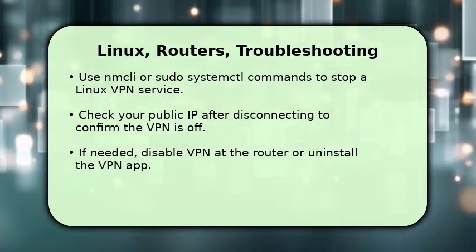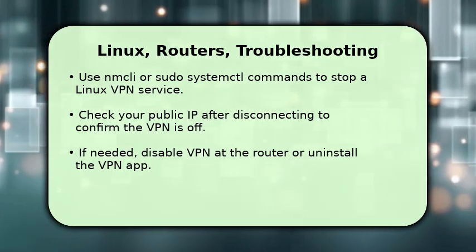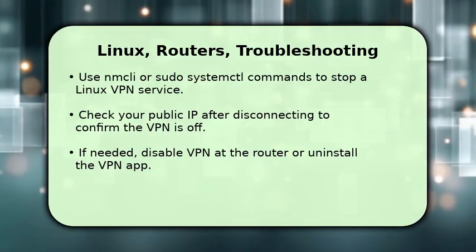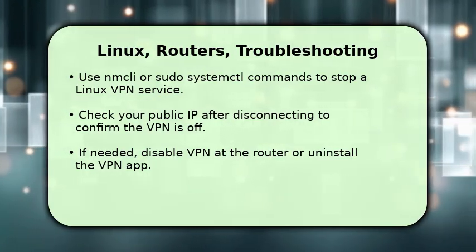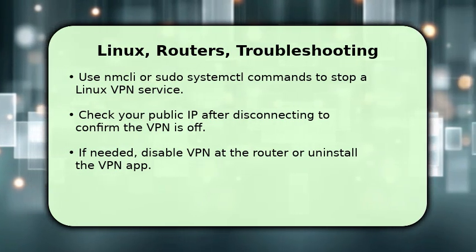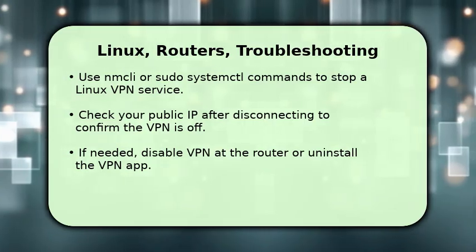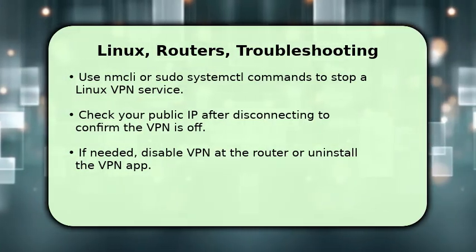After disconnecting, check your public IP address in a browser to confirm the VPN is no longer masking your location. If a router-level VPN is active, access the router admin page and disable the VPN profile there. Finally, uninstall unwanted VPN apps if they repeatedly reconnect automatically.